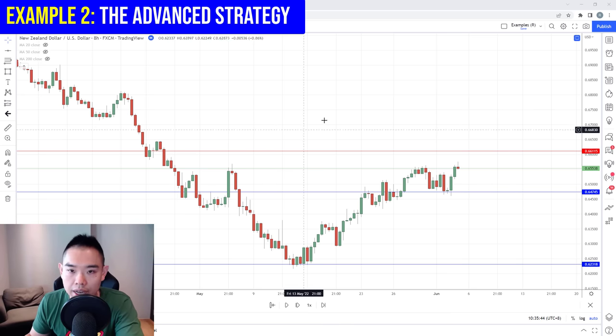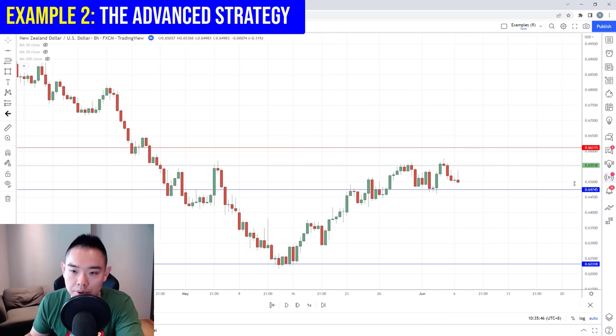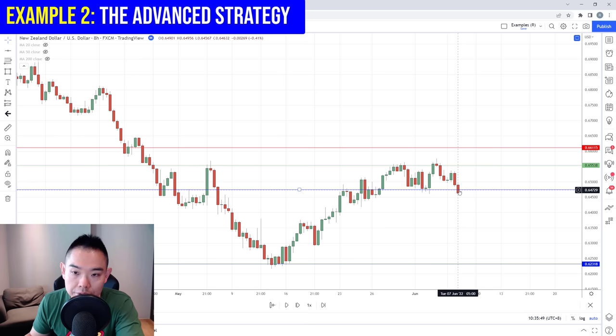In this case, again, I admit this is a cherry-picked chart, and you can see that price would have hit your first target over here. And let's say once the price has hit your first target, there are times where it just simply starts to move against you and then hits your stop loss.